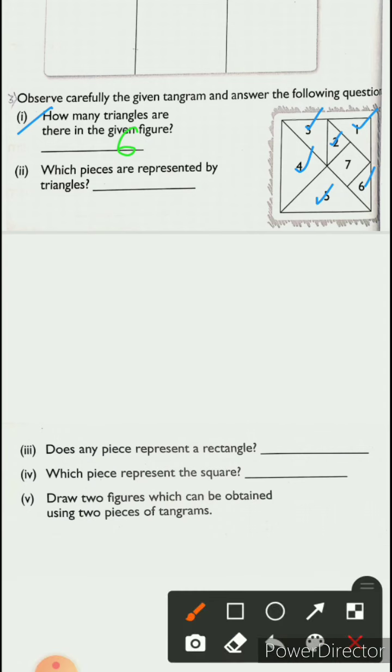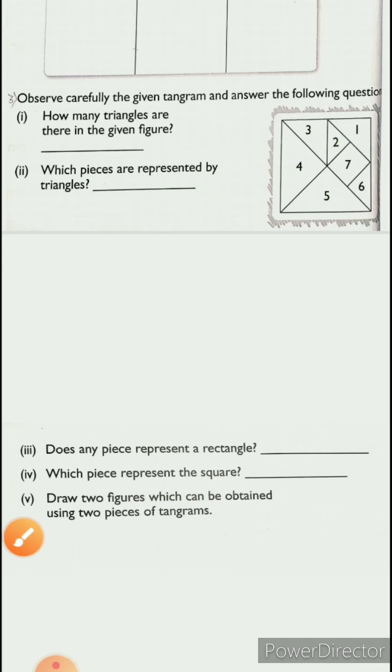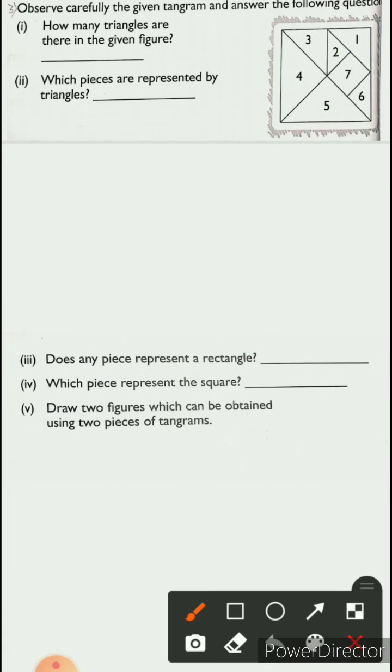Which pieces are represented by triangles? Okay, so यहाँ पर आपके कौन कौन से पीसेस जो हैं वो ट्रायंगल को रिप्रेजेंट कर रहे हैं. So piece number 1 2 3 4 5 6. Okay, 1 2 3 4 5 6. These pieces are represented as triangles. Now next question is does any pieces represent a rectangle? क्या इसमें कोई सा भी एक पीस आपको एक रेक्टेंगल रिप्रेजेंट कर रहा है? So answer is no. Okay, यहाँ पर कोई भी पीस जो है वो रेक्टेंगल नहीं है.